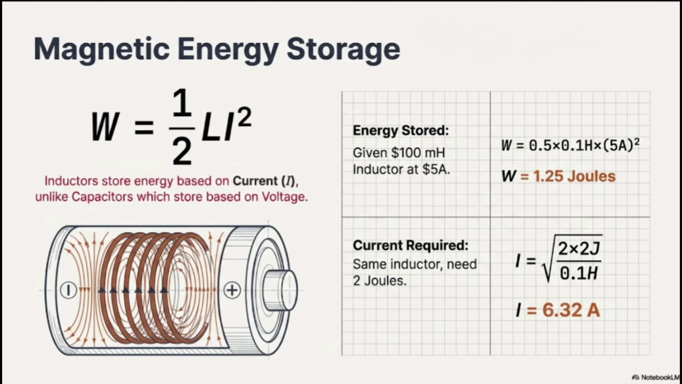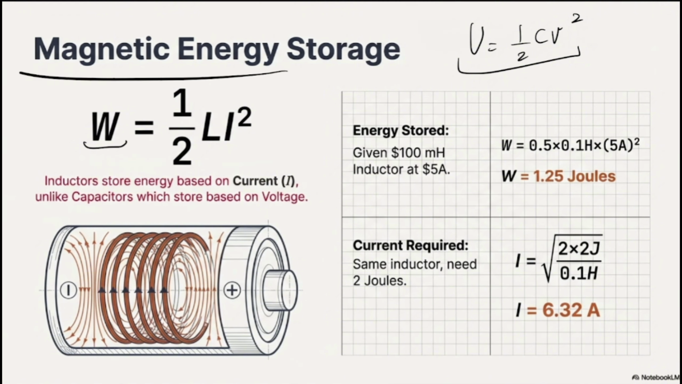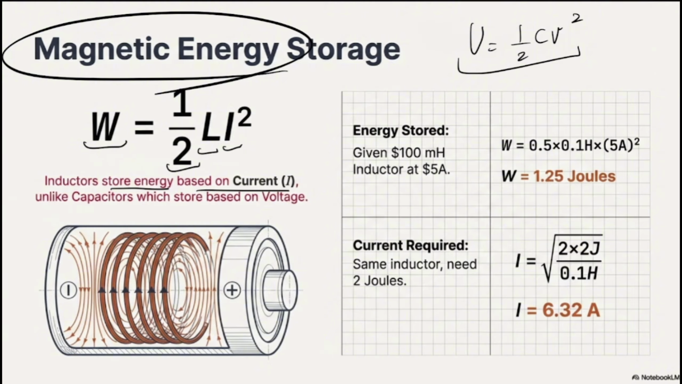Another important thing we have to know is how to measure the amount of energy stored inside our inductor. If you remember, for the capacitor it was half C V squared, in joules. We have the same concept in the inductor, the magnetic energy storage, which equals half L I squared, where L is the inductance. So inductors store energy based on the current, unlike the capacitor, which stores it based on the voltage.